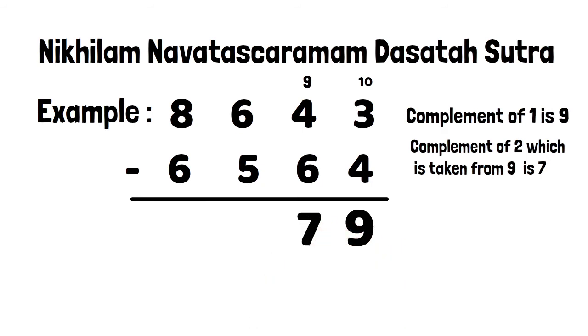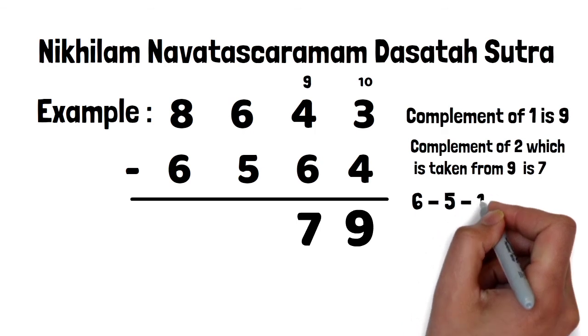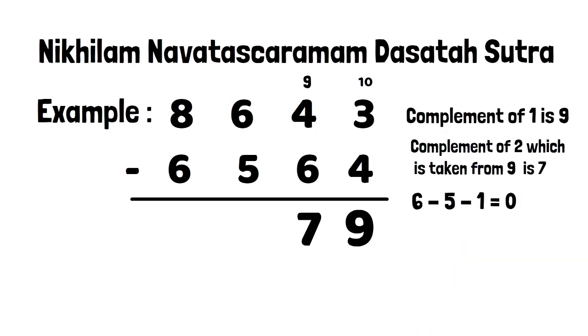In the third column, as 6 is greater than 5, rule number 3 is applicable, which means it is a simple subtraction of 5 from 6, and there is no need to take the complement. Just subtract 1 extra from that column. So 6 minus 5 minus 1 gives us the value of 0. So write 0 in the answer column.